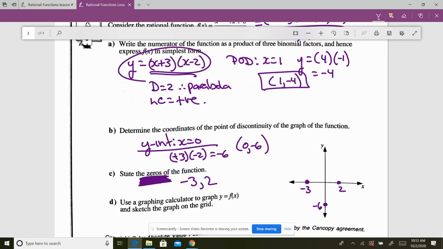We should also mark the POD. Where is it? (1, -4). It's right there. Can you draw the graph? Draw it, please. The parabola opens up. There you go. Is that okay? All right, we're doing one more.